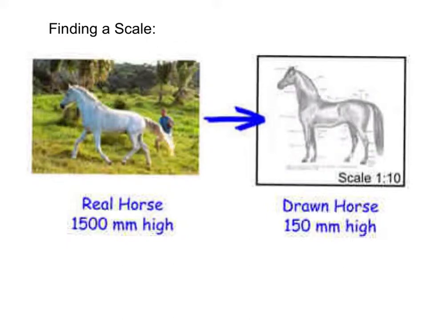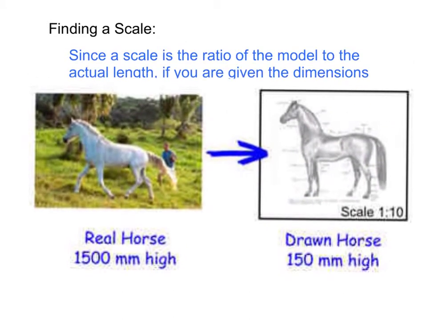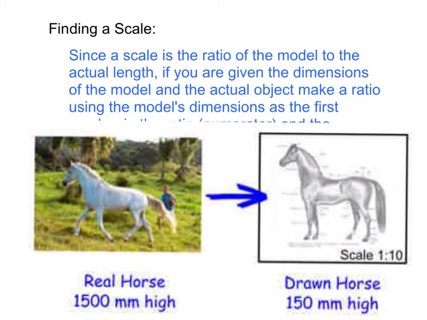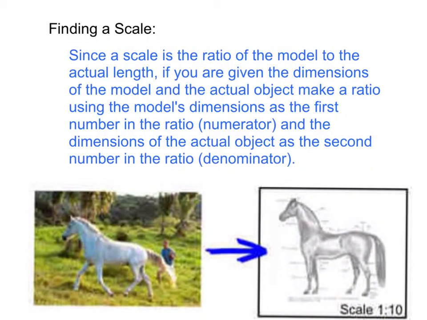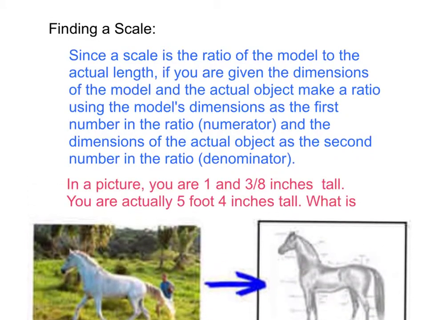Now let's talk about how to find a scale. Since the scale is the ratio of the model to the actual length, if you're given the dimensions of the model and the actual object, you can make a ratio by putting the model's dimensions as the first number in the ratio and the dimensions of the actual object as the second number in the ratio. Let's try an example of this.